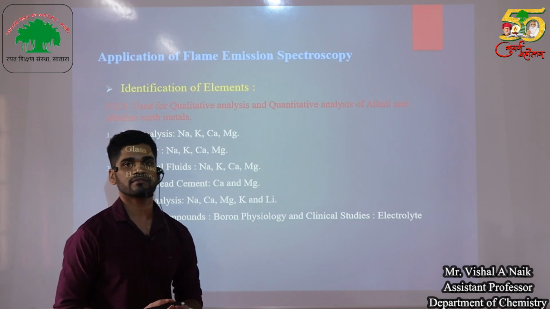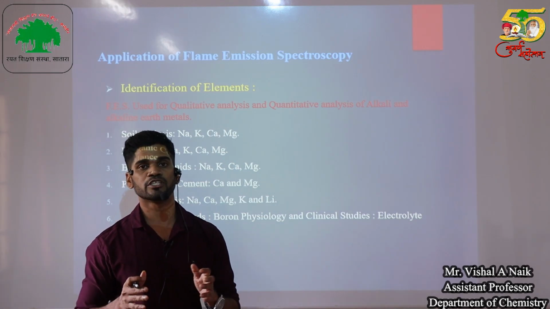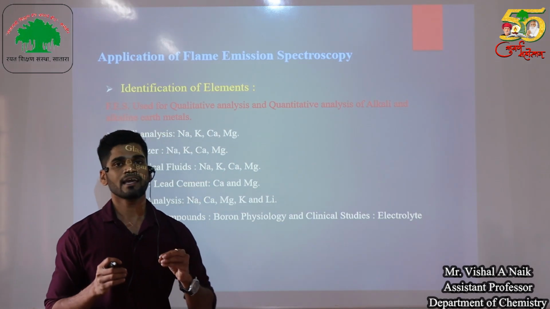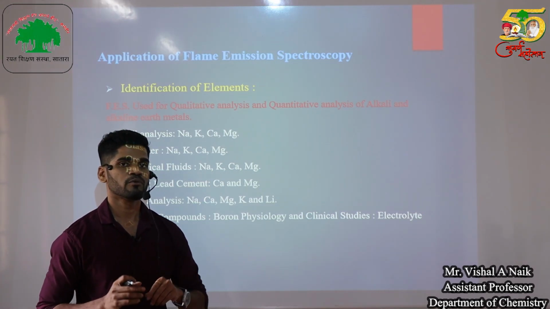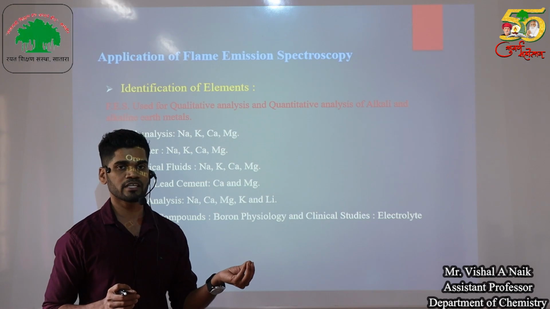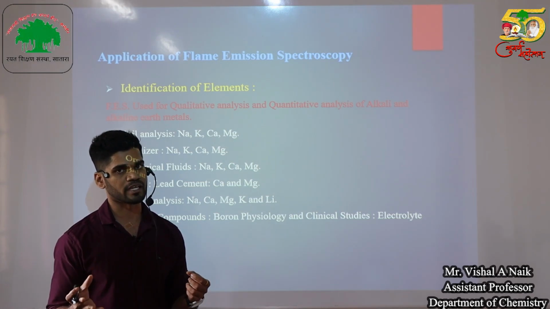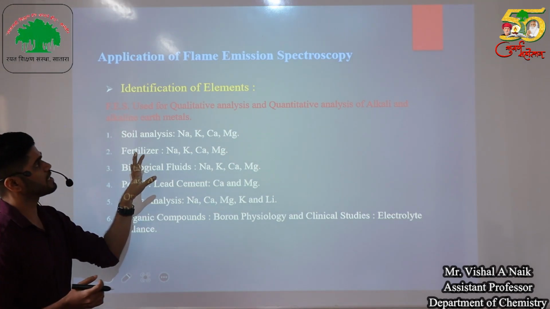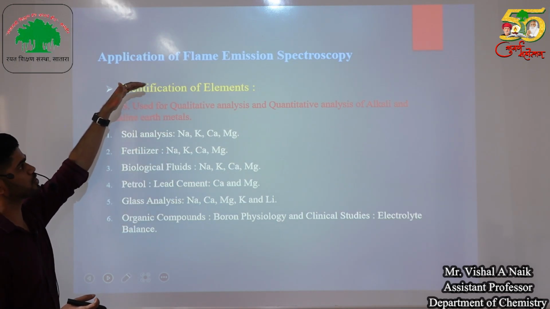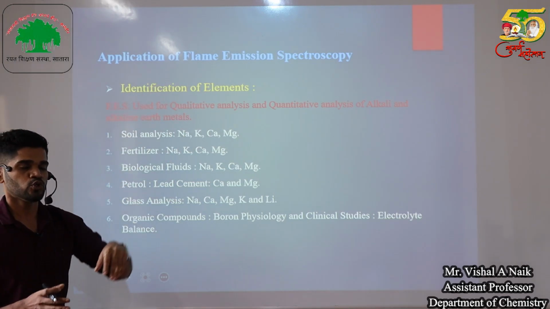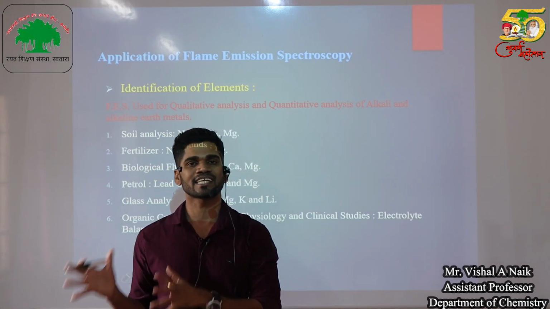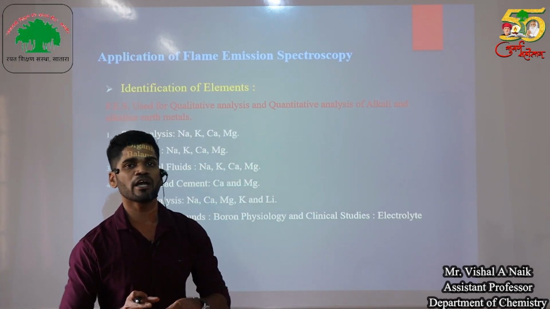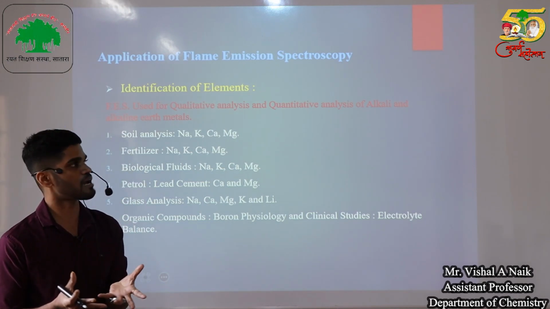Then the next point that we have to study in flame emission spectrometry is the application. There are two types of applications: first is qualitative application and second is quantitative application. Qualitative application is also called the identification of elements. So the metal ions which are present in different samples get determined by using FES. Which are those samples?